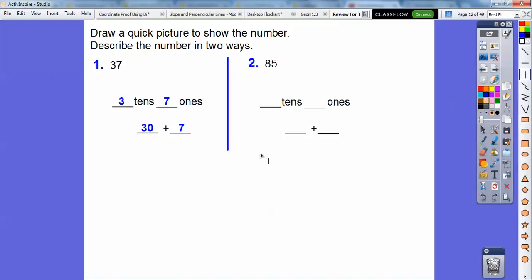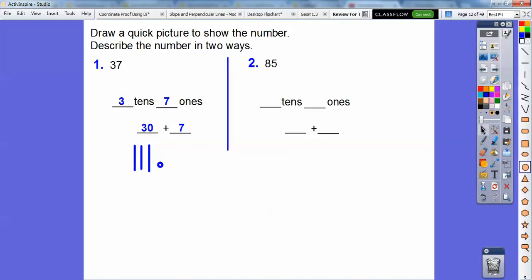3 tens would look something like this. So 1, 2, 3. Let me do one more here. There's 3 tens and then 7 ones. We draw circles or we draw little dots. So there would be like 1.